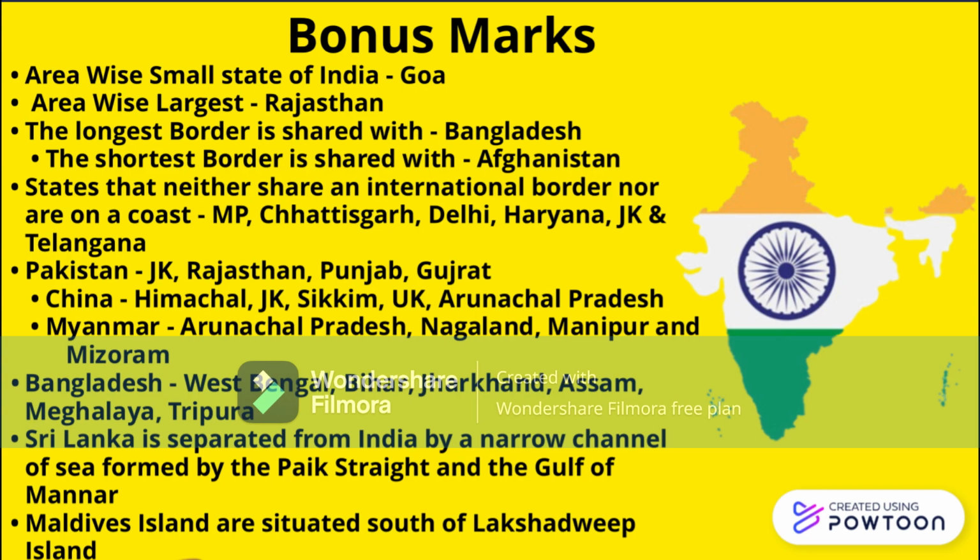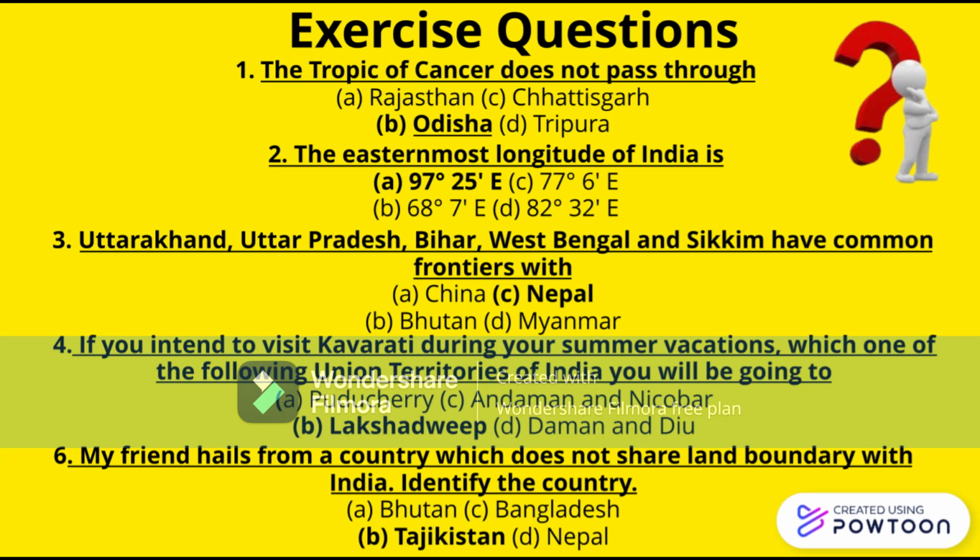Now, let's look at the answers of the exercise given at the end of the chapter. Question number 1. Tropic of Cancer does not pass through Odisha. Question number 2. The easternmost longitude of India is 97 degrees and 25 minutes east. Question number 3. Uttarakhand, Uttar Pradesh, Bihar, West Bengal, and Sikkim have common frontiers with Nepal.